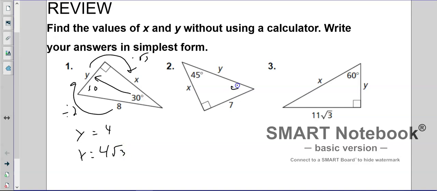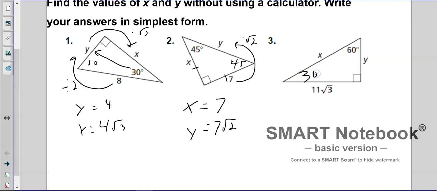Now, number 2, we have a 45, 45, 90. All right, so these match. So x is just 7. And when we go from the leg to the hypotenuse, we just multiply by radical 2. So y is 7 radical 2.